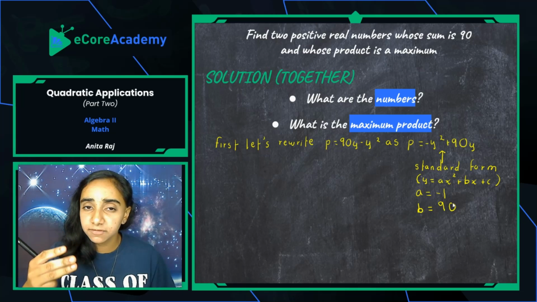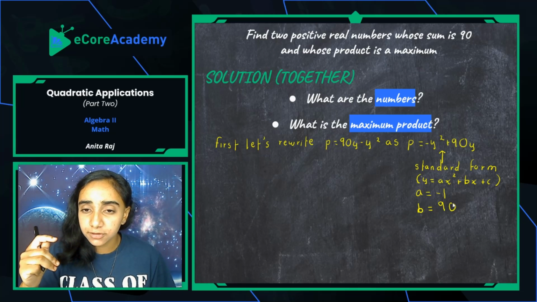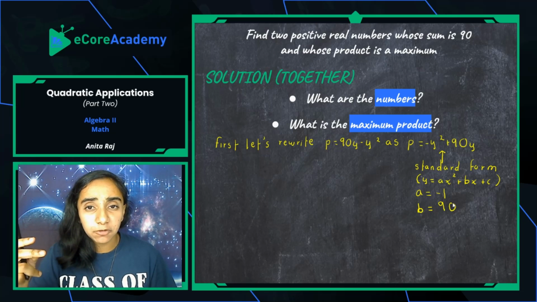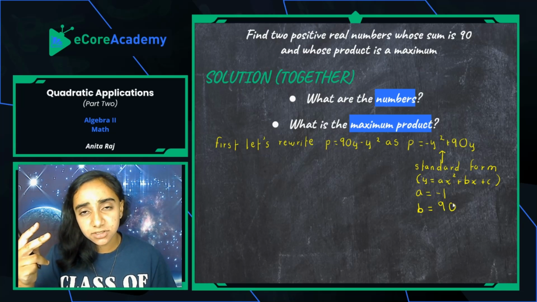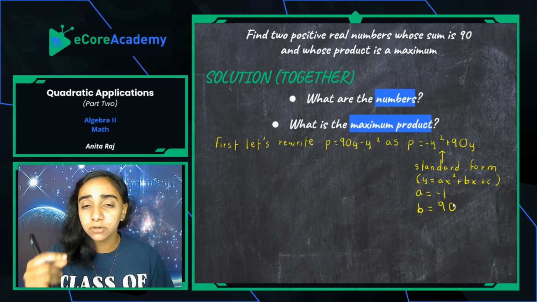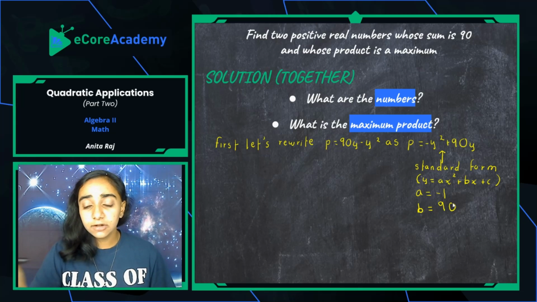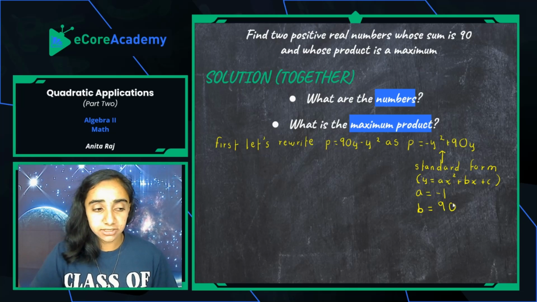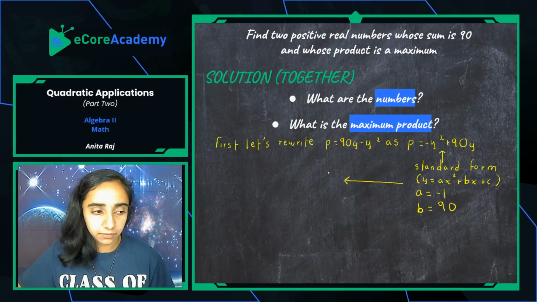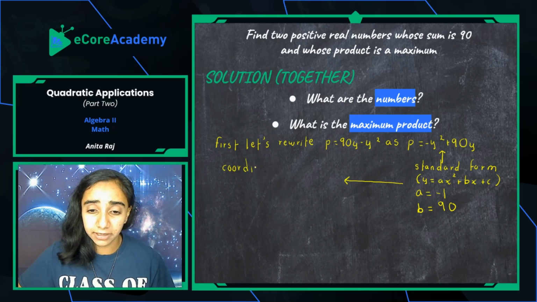Remember how I said on the previous slide that the x-coordinate of the vertex is going to be equal to your first number, the y-coordinate of the vertex is going to be equal to your maximum product, and with these two values, you can figure out what your second number is. Therefore, we need to find the vertex of this quadratic function. So let's do that here. I'm just going to draw an arrow over here. We need to find the coordinate of the vertex because that has two of our three answers, and using those two answers, we can find the third one because we've been given enough information.